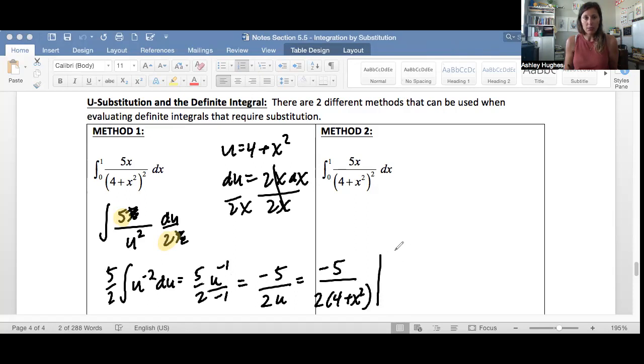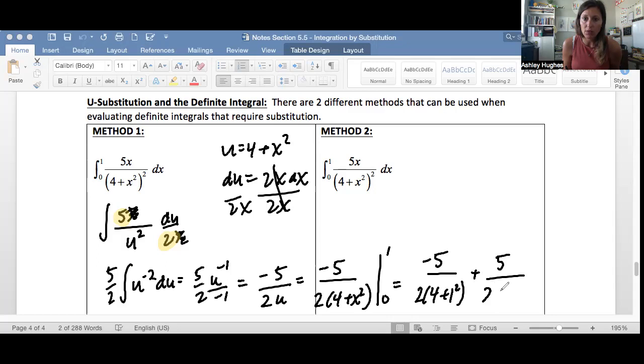And then I can plug in my bounds. So notice I didn't do anything with these bounds until I plugged back in terms of x, and I kept the bounds the same. So it'd be negative 5 over 2 times 4 plus 1 squared, minus a negative 5, which would be plus 5 over 2 times 4 plus 0 squared. So negative 5 over 2 times 5. So these 5s will cancel, plus 5 over 2 times 4, so 8. And so you would add that together, 5/8 minus 5/2, and that would be your answer.